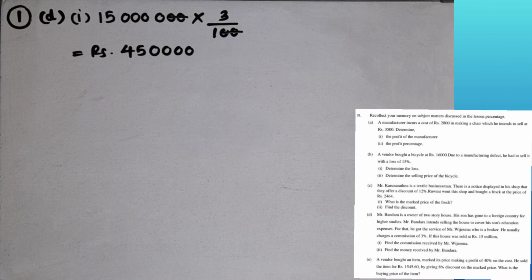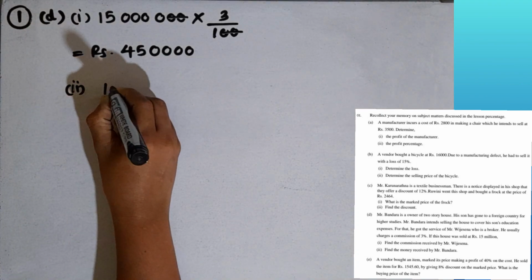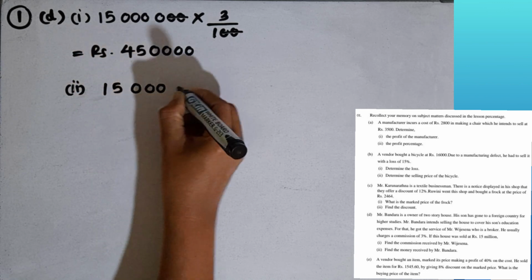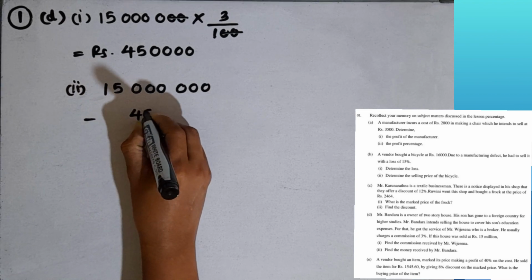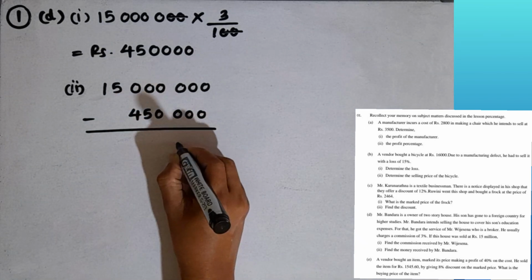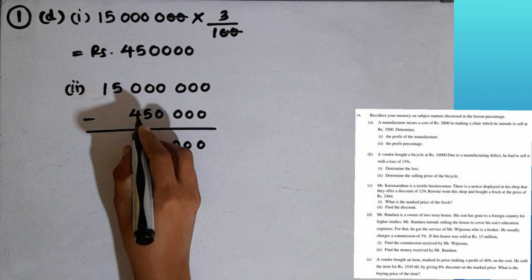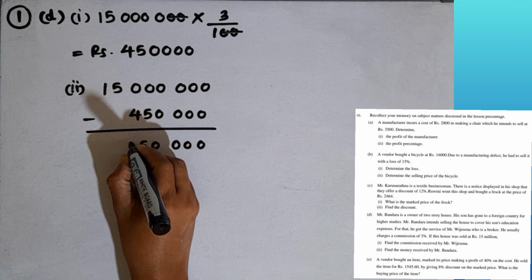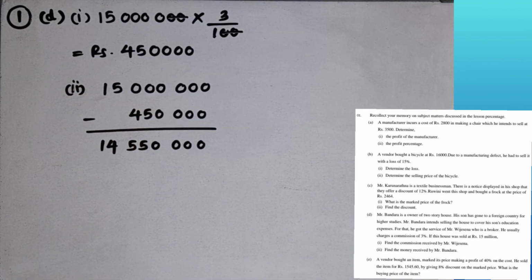Then second question, find the money received by Mr. Bandara. 15 million subtract 450,000. Nine minus 4 is 5. Then the remaining is 14. 14,550,000. 14,550,000 rupees.